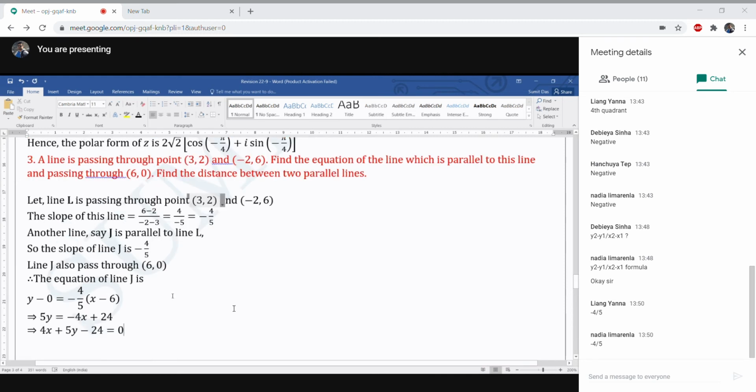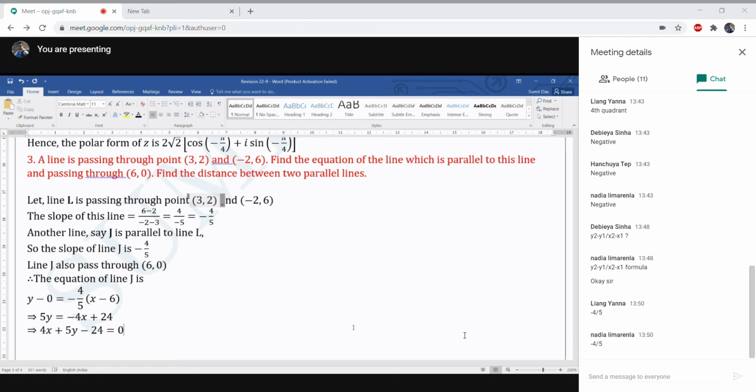Okay, now find the distance between two parallel lines. This is a very good question. I'm just adding this part again. We have two parallel lines, and we have to find the distance between them. For this reason, we have to find the equation of line L also. Then we can use the direct formula. What formula did I give for the distance between two parallel lines? Does anyone remember?